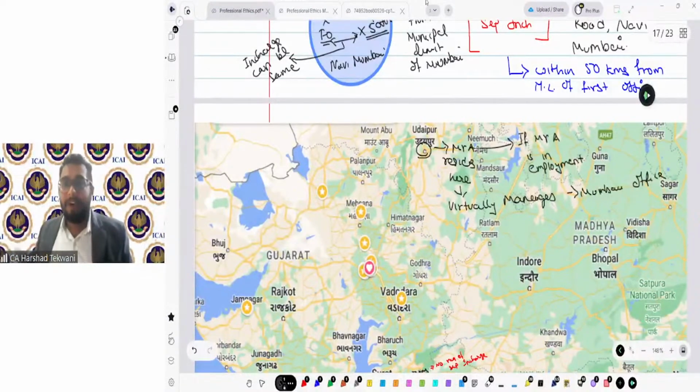Then, in that case, if the office is within the same city, then the kilometer will never come, because I need to calculate the kilometers once the city limit, the municipal limit, gets over. So, in that case, it cannot be the same. I cannot have 50 kilometers within the city. That will never happen.